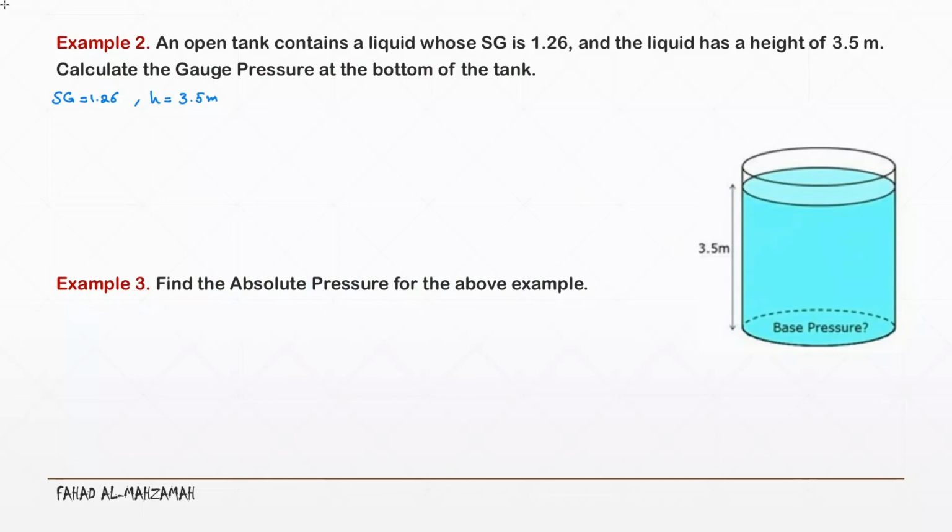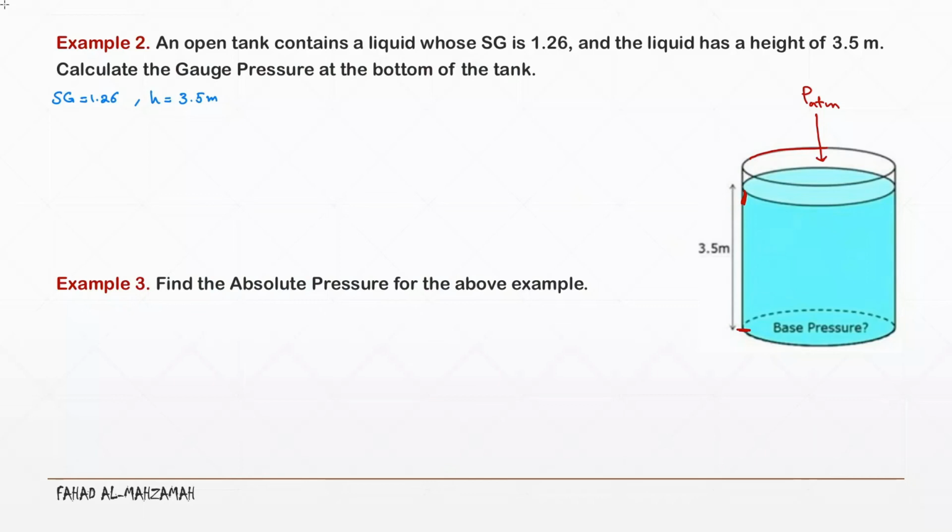By the way, when someone mentions an open tank, it means the top roof is open, and once it's open it means it's exposed to atmospheric pressure. So the pressure at this point is the pressure of the liquid and there is some pressure on top of it that presses it. So the atmospheric pressure and the pressure of liquid.